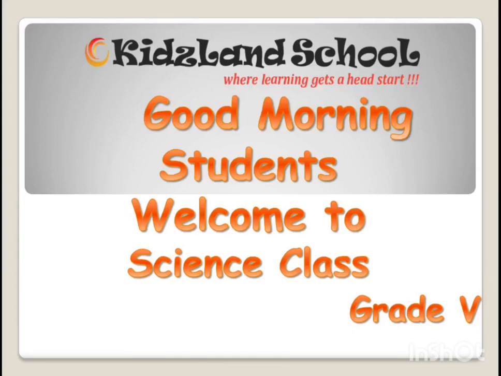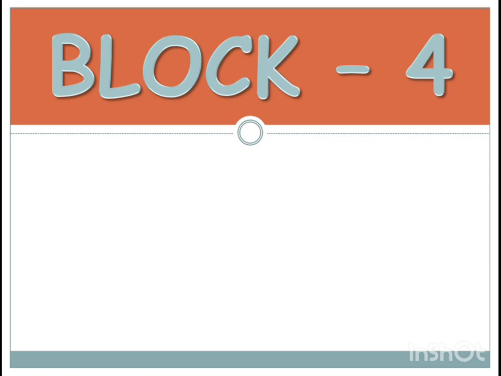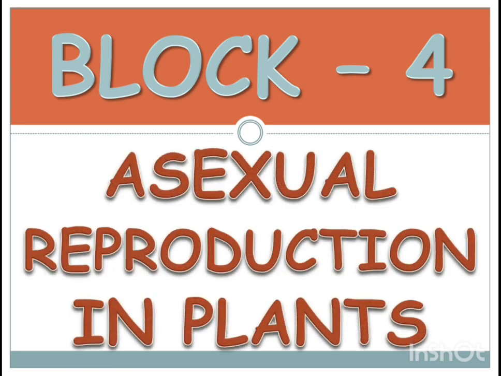So, we have completed block 3, isn't it, children? Yes. So, let's start with block 4, which is asexual reproduction in plants. We have learned about sexual reproduction in plants, where the flower is the reproductive part, which has male and female parts in it. So, let's learn how asexual reproduction happens in a plant, which is like a vegetative propagation.